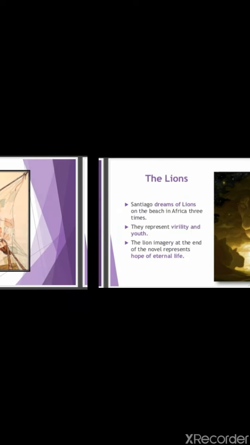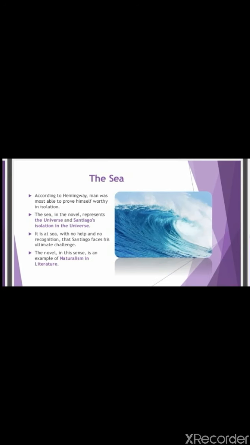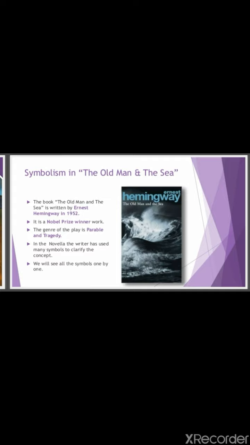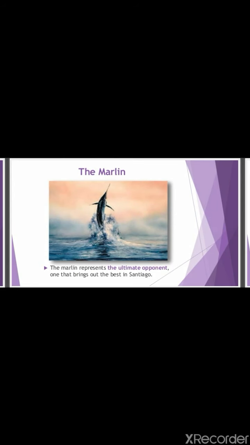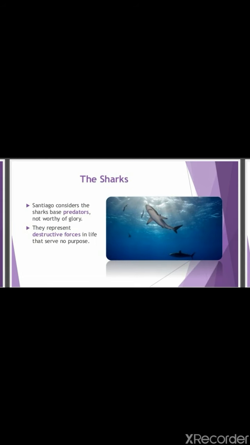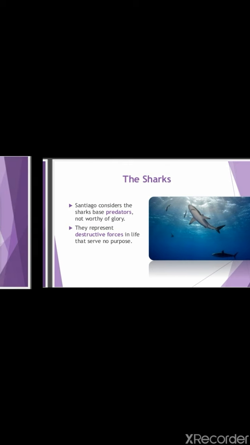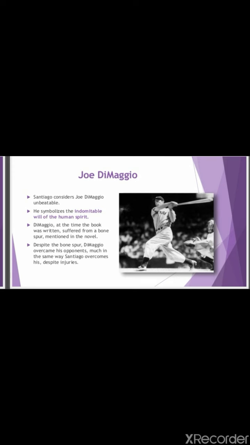We are going to repeat these symbols. Many symbols have been used in the novel. The first one is the sea. It represents the universe, Santiago's isolation in the universe. The next is Marlin. It symbolizes the ultimate opponent. The next is sharks. Sharks are the symbolic representations of destructive forces. Next one is Joe DiMaggio, who was an American baseball champion. He represents the indomitable will of the human spirit.